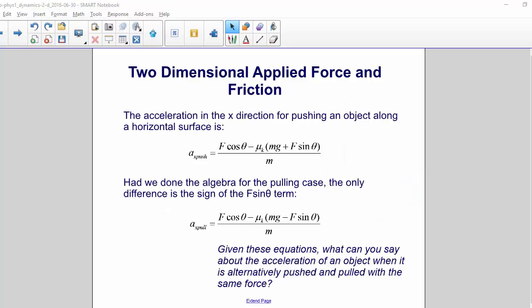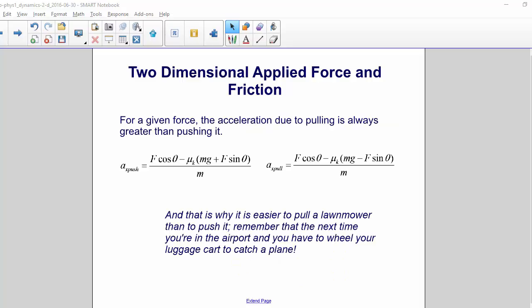Now let's compare the two equations for the acceleration for a push and a pull. They are very similar, except for the normal force, and therefore the force of friction. For a push, we have mg plus F sine theta, and for a pull, we have mg minus F sine theta. Which one do you think would have the greater acceleration for the same force? For any given force, the acceleration pulling is always greater than pushing. So that's why it's easier to pull a lawnmower than it is to push it.